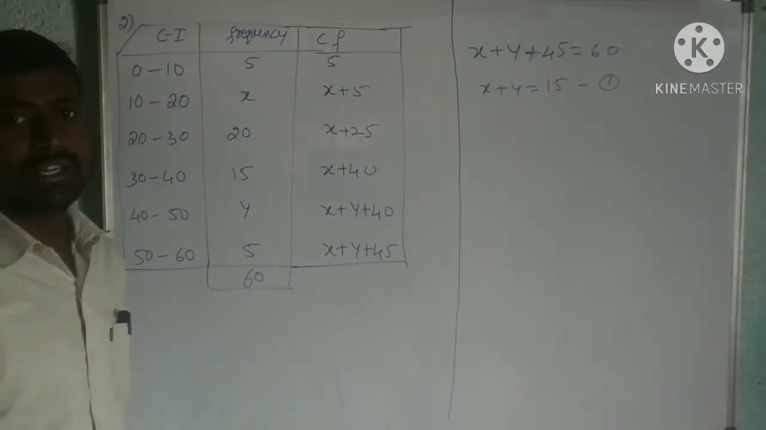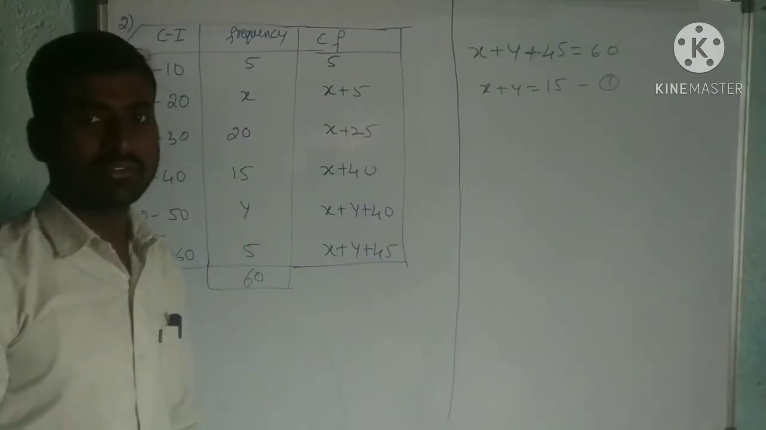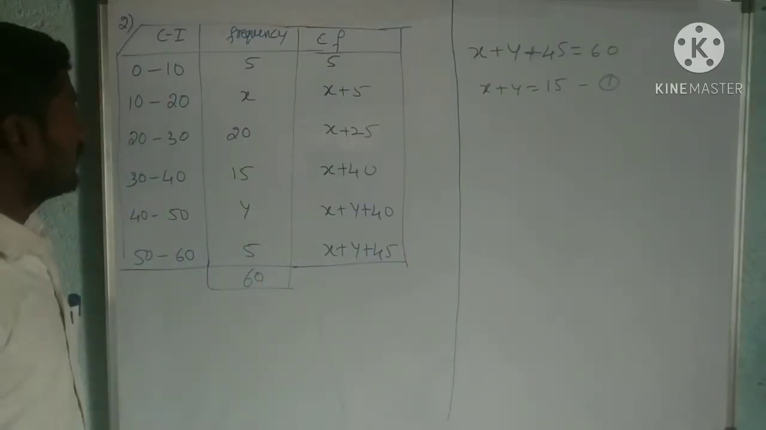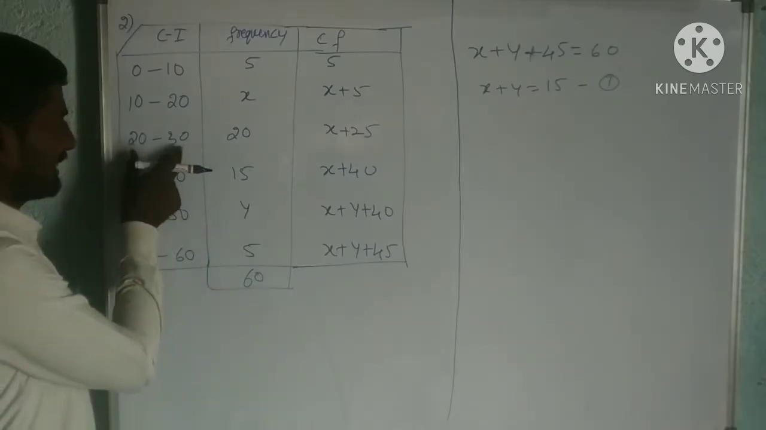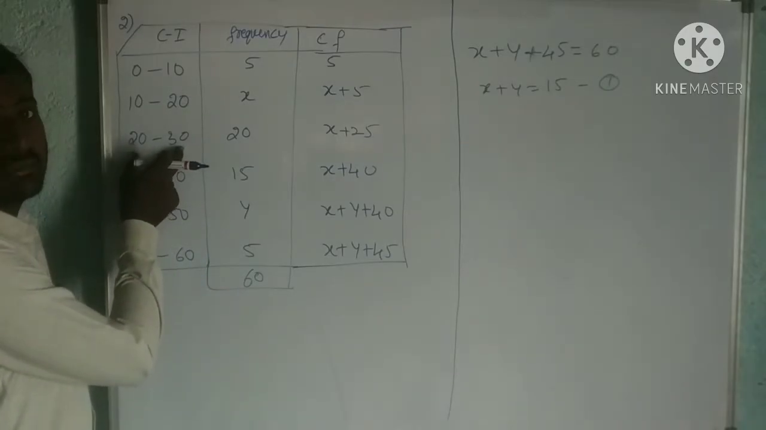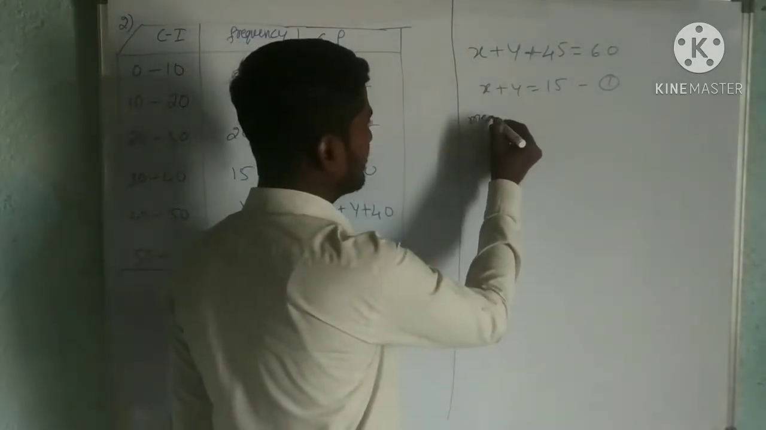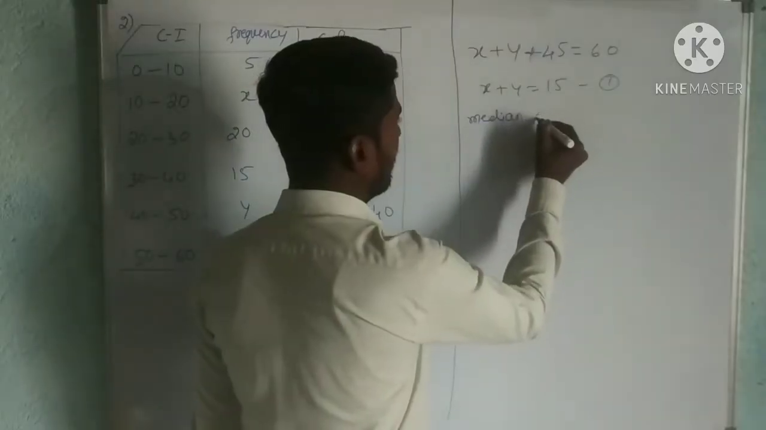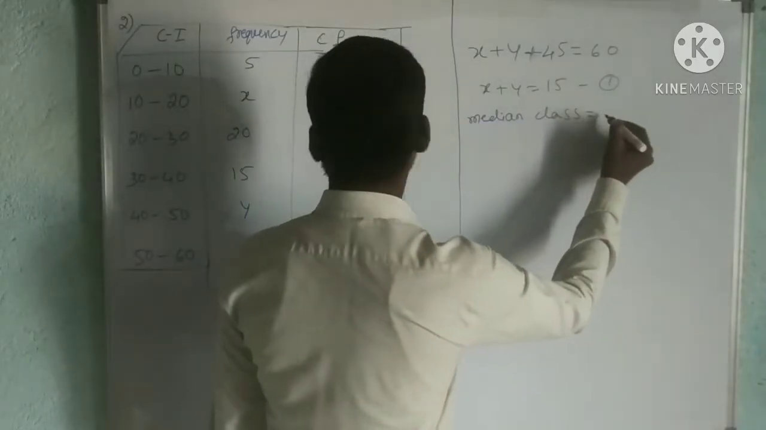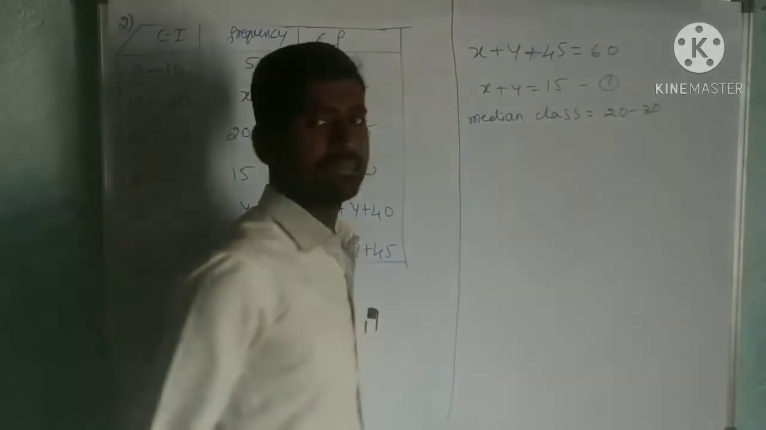Now we can write the median formula. Before that they given that median is 28.5. That 28.5 lies in this interval. It means the median class will be 20 to 30. Therefore the median class is 20 to 30. This is the median class.